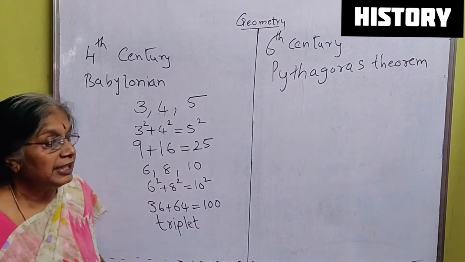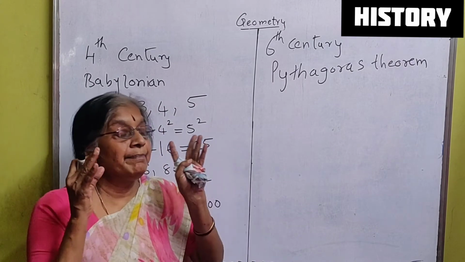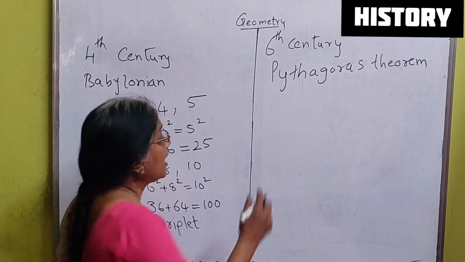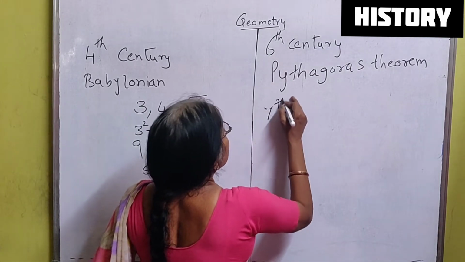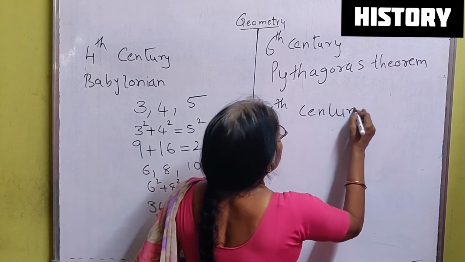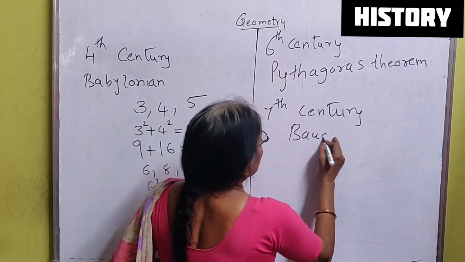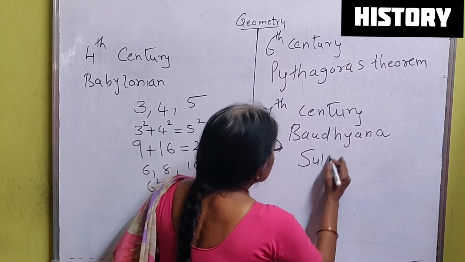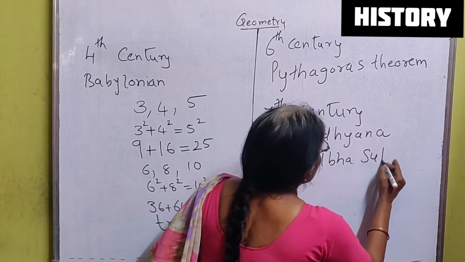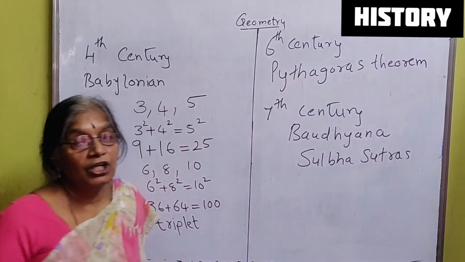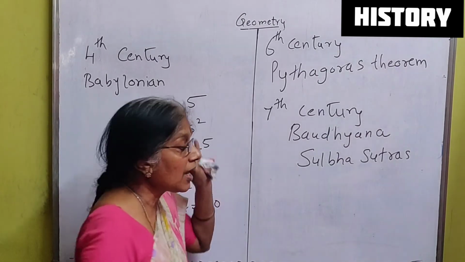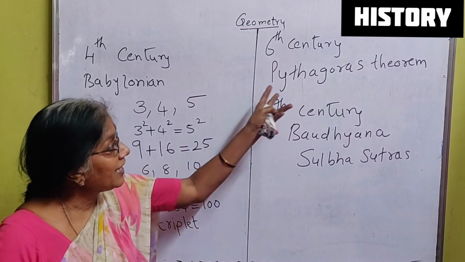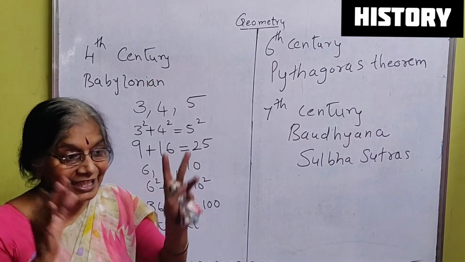After the 6th century, even our Indians were not at the back. They also found out about the Pythagoras Theorem. That was in the 7th century, and the mathematician was Bodhiana. He wrote a book called Sulba Sutras, in which this Pythagorean triplet is there. Bodhiana's theorem is quite different from the theorem given by Pythagoras. The statement is a little different.